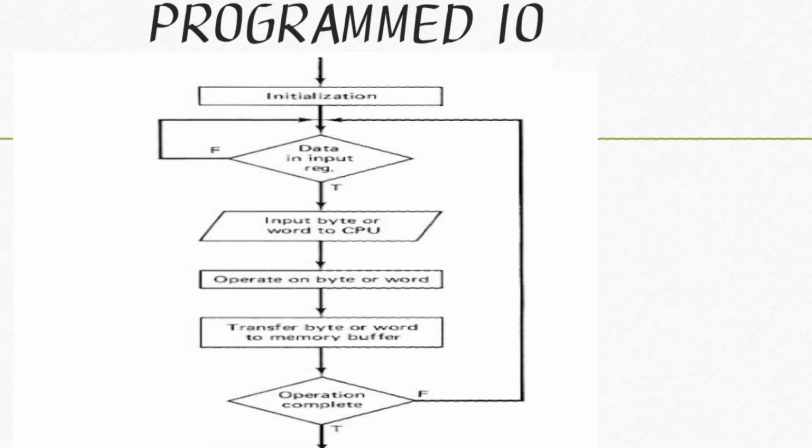First, initialize the I/O devices. The I/O device is nothing but a keyboard or mouse, anything. First of all, we initialize. Then the input is given and the data is obtained in the data register. Then the data is given to the CPU. The CPU converts it to hexadecimal code and performs any other operations on the byte or word. Then it is transferred to the memory buffer. So that process is completed.